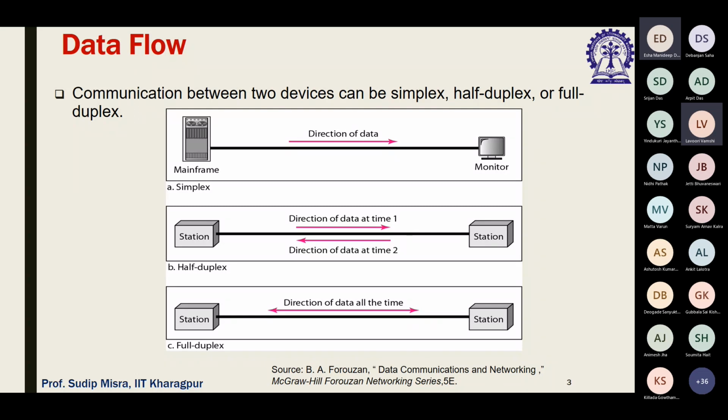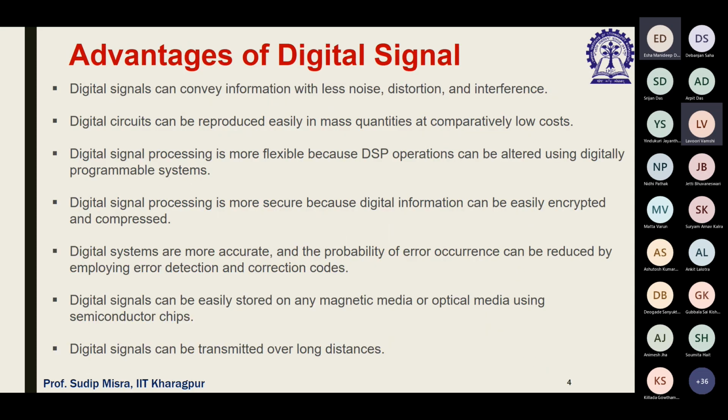Okay, so let us try to understand a little bit about these digital signals and analog signals. So what are the advantages of digital signals? Let us have a recap. These things actually are quite understandable, but let us have a recap in the context of communication networks. Digital signals can convey information with less noise, distortion, and interference.